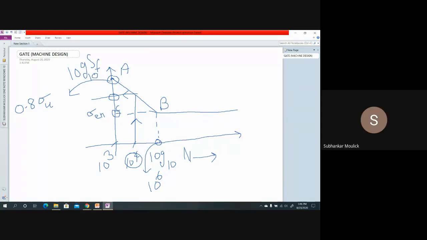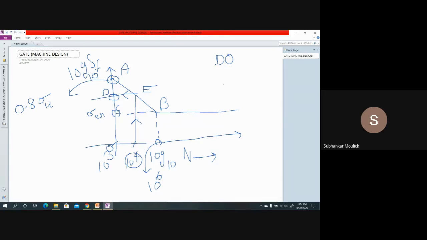If this is A, let us assume that this is point E. Let us assume that this is point D. And let us assume that this is point O. So ultimately, I need to find out what? I need to find out the value of DO. That will be the alternating stress which we need to find out. How to find it out?